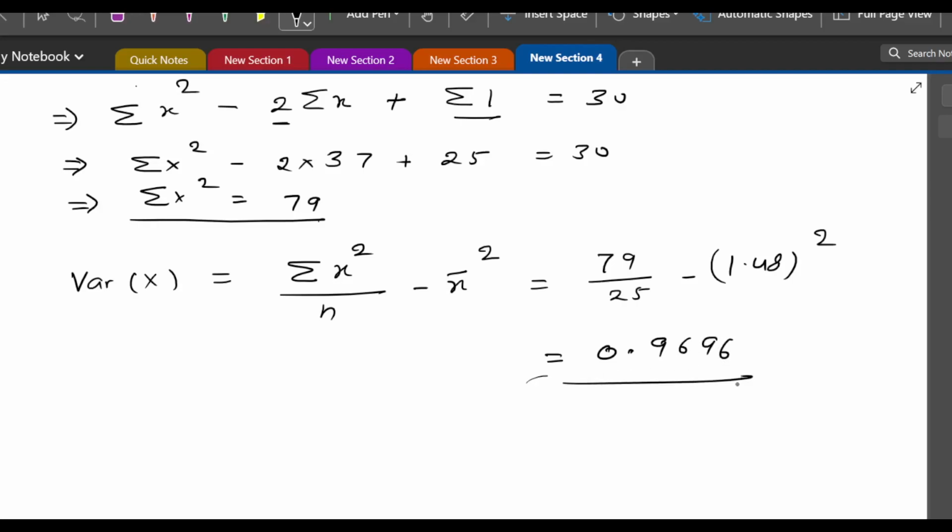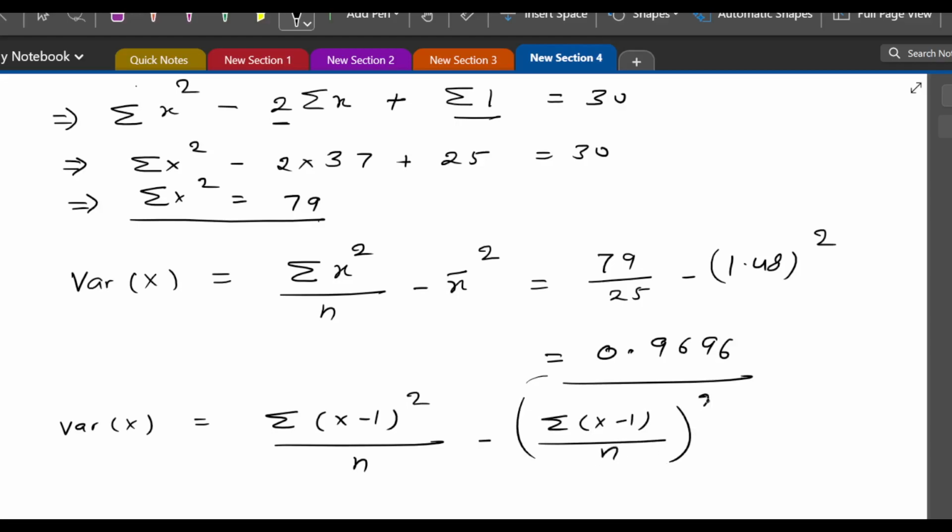Now, as far as variance is concerned, if I replace all x with say x minus 1, then my variance will remain unchanged. So here, variance of x can also be written as summation of x minus 1 the whole square divided by n minus summation of x minus 1 divided by n the whole square. Now, the summation of x minus 1 divided by n is nothing but the average of all these x minus 1.